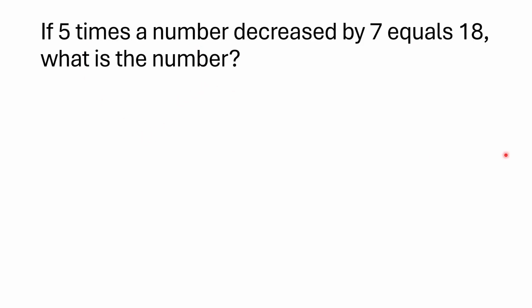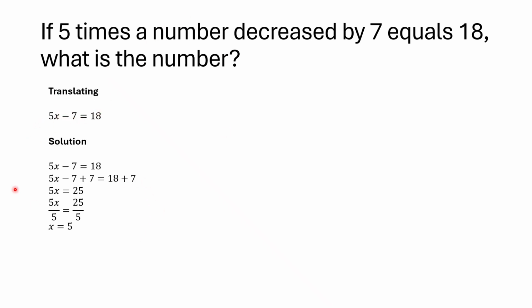Let's have this problem. If 5 times a number decreased by 7 equals 18, what is the number? This is some kind of basic because you're just working on the translation. So translating that, 5x minus 7 is equal to 18. Why is it minus? Because of the word decreased. So 5 times, that will be multiplication. So 5x minus 7 is equal to 18.